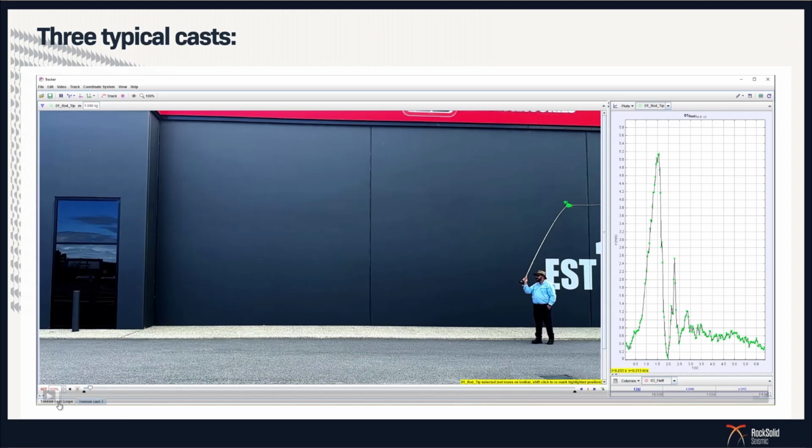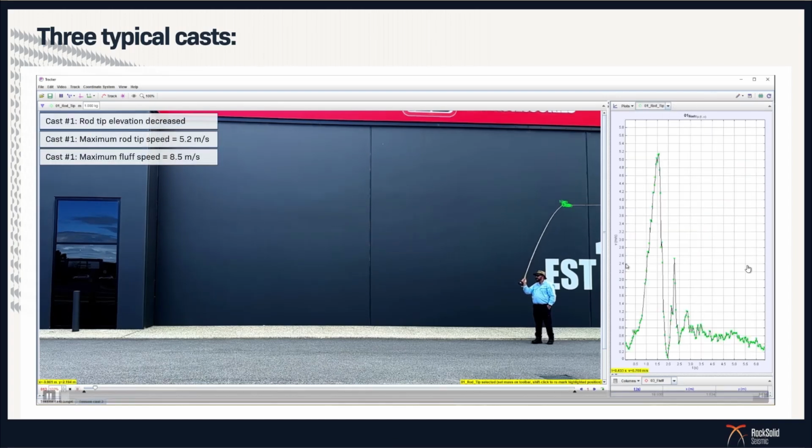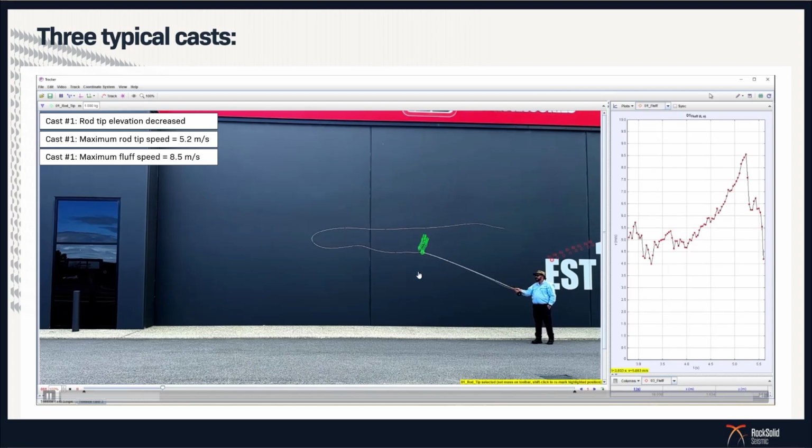So here we have 3 typical casts. The first cast is where I've made the rod tip come forward. So the rod tip moves forward. I haven't lifted the rod tip. I've actually dropped it after I've made my loop. You can see the rod tip's coming down. And my maximum rod tip speed during that cast was 5.2 meters per second. And the maximum speed that the fluff gets to on the end here is 8.5 meters per second. And this is the graph of that.